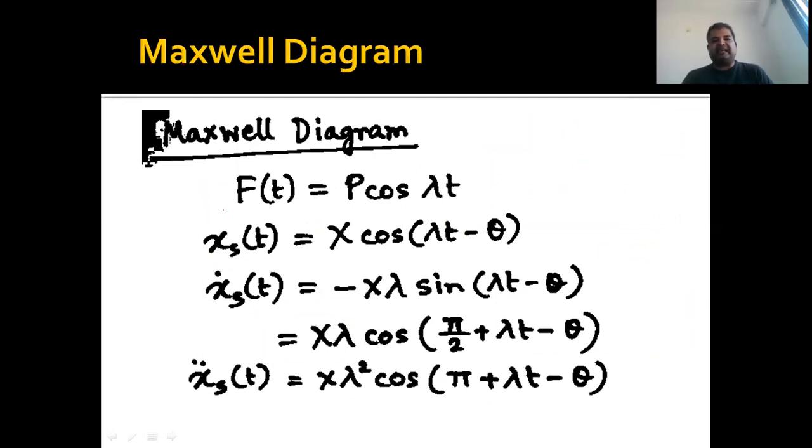So for the same case, what we have designed, if you remember the equation, is m x double dot plus c x dot plus k x, which is the governing equation of motion, equal to f of t. For the forced vibration with harmonic excitation, we have taken f of t equal to p cos lambda t. That is what we are right now discussing.